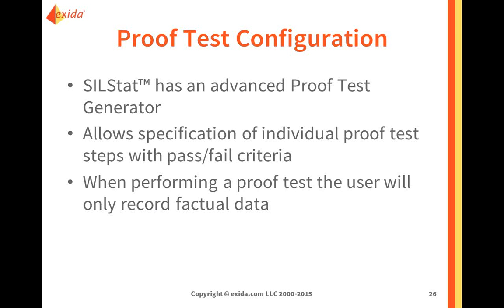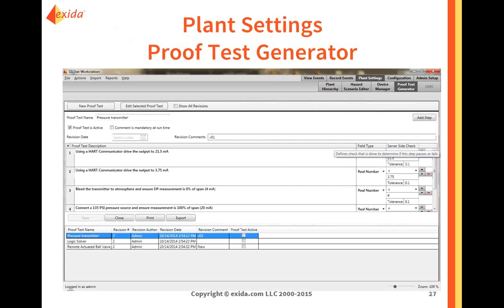In SILStat, we have an advanced proof test generator, and what we mean with that is we can set up a proof test not by a descriptive set of steps that need to be executed. No, we can set up a proof test with specific steps where each step has a pass-fail criteria. And when an end user, or the maintenance person, is performing the proof test, they can then record the factual data. They will not have to conclude if a proof test passed or failed. They simply have to record the factual data, and that will help in the later root cause analysis in case something does fail. And here's an example of a screenshot of a proof test generator.